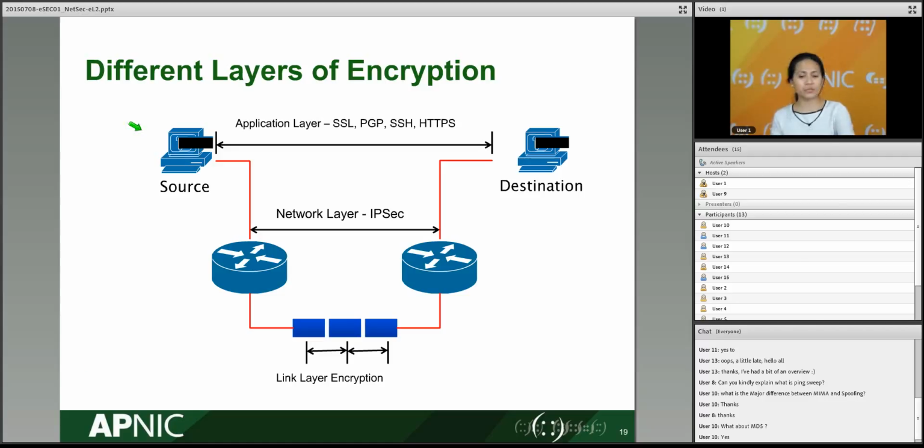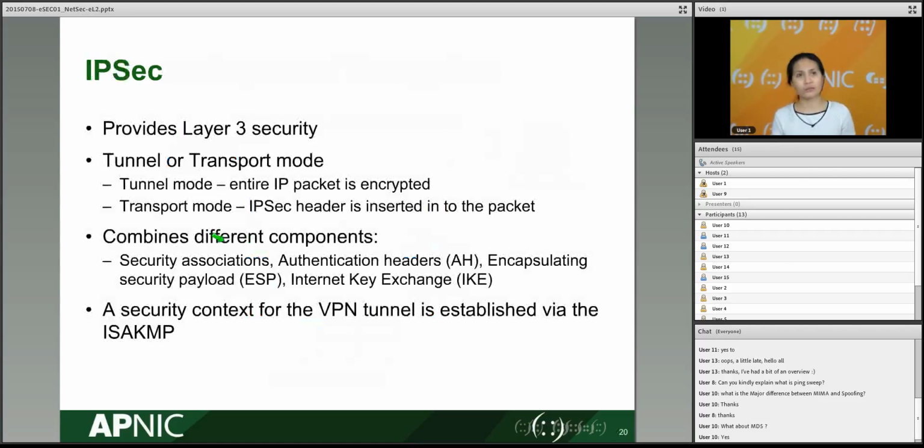You have applications. If someone on the source side wants to send, say, SSL connections, set up SSL connections to the destination, that's independent because you set up everything in the network layer or your layer 3. Okay, what's IPsec? IPsec provides layer 3 security. There are two modes to implement this, tunnel mode and transport mode.